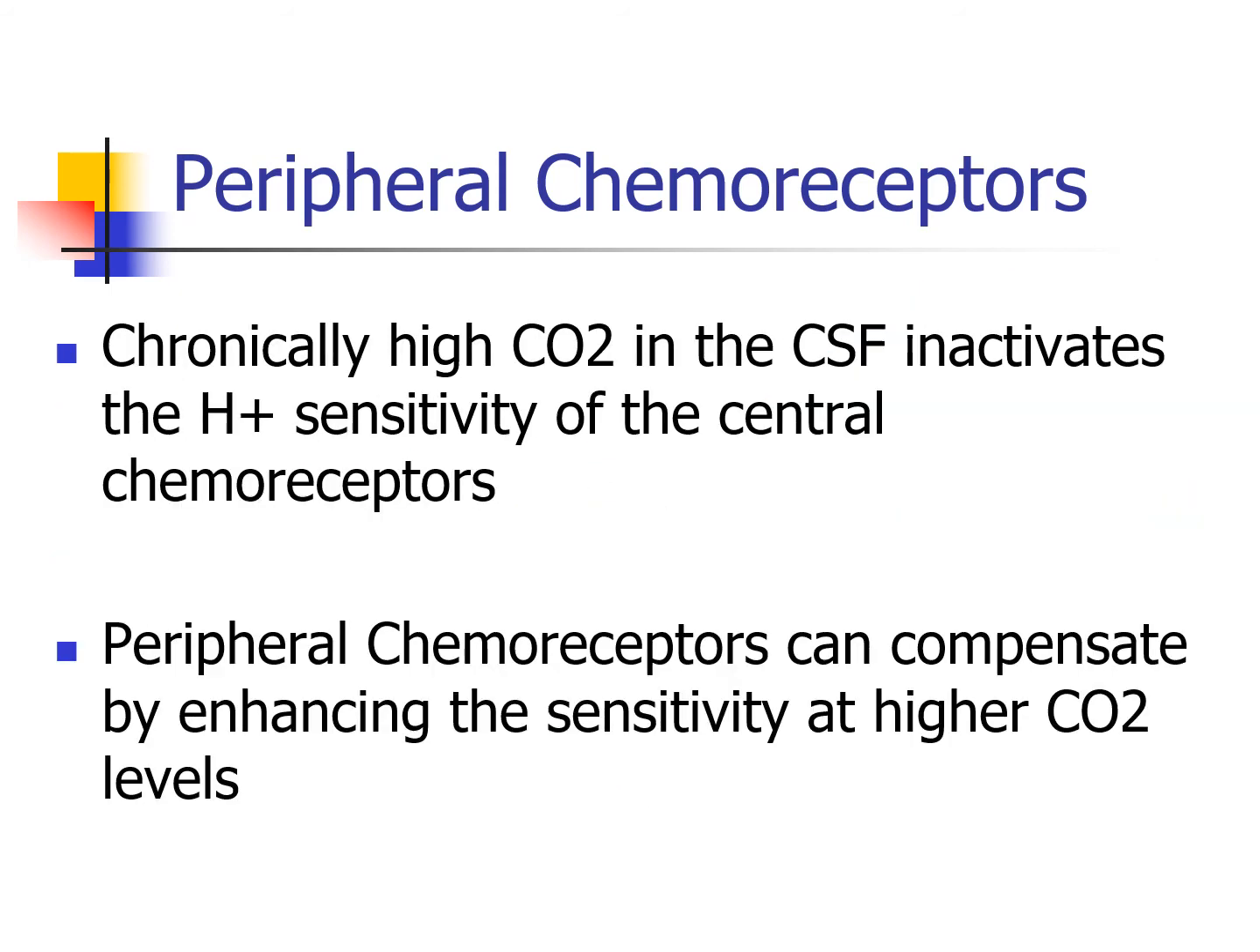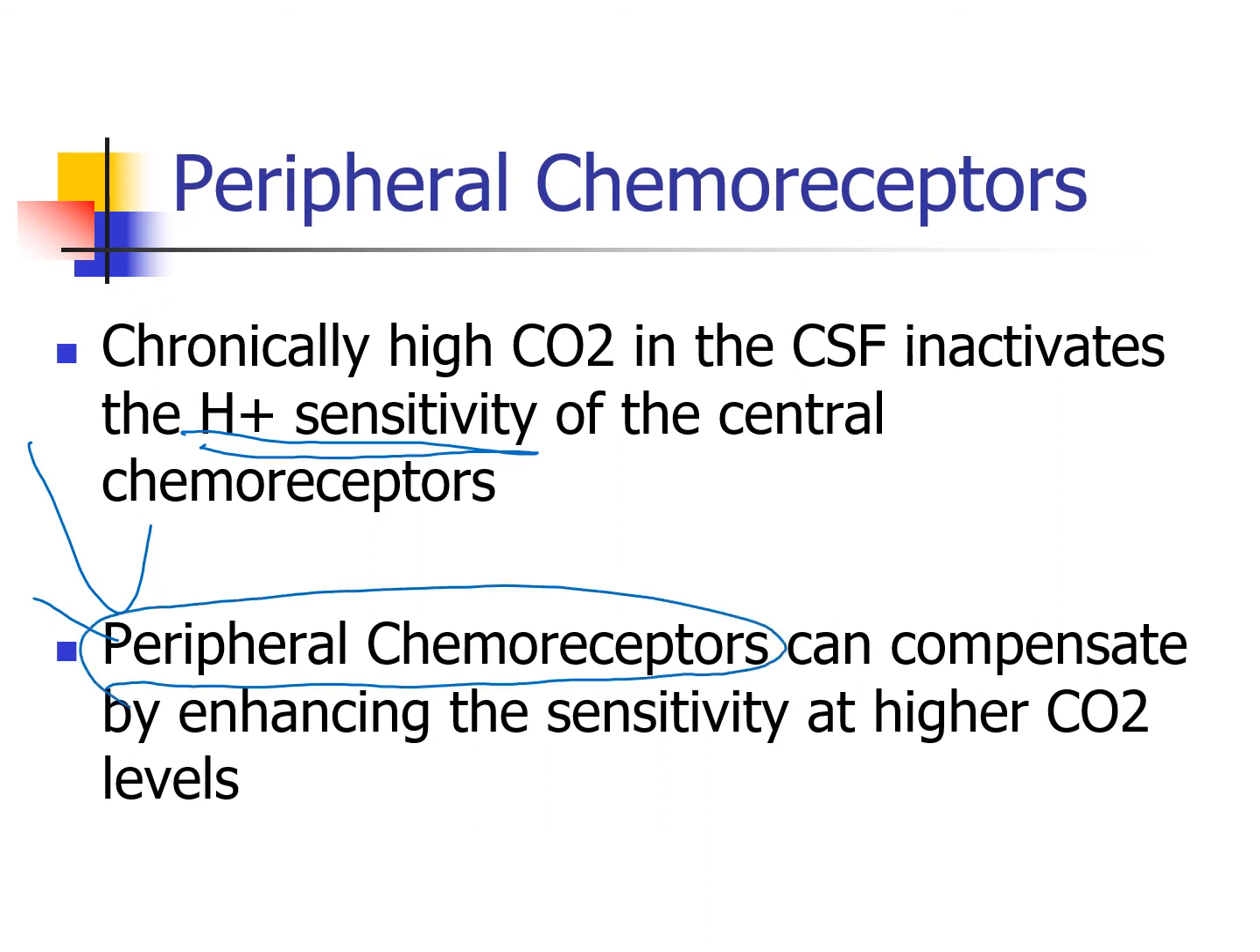Right? So chronically high CO2 in the cerebral spinal fluid inactivates the sensitivity of hydrogen ions. In other words, you're not going to respond nearly as well to pH changes anymore because it's chronically high. My baseline is chronically high, so I'm not going to be as sensitive to a high hydrogen ion concentration anymore. So it's going to use its backup system, and the backup system is your peripheral chemoreceptors. Remember, your primary system was in your medulla and it was your hydrogen ions. Then your backup system, or your bench player, is the peripheral ones that look at oxygen.